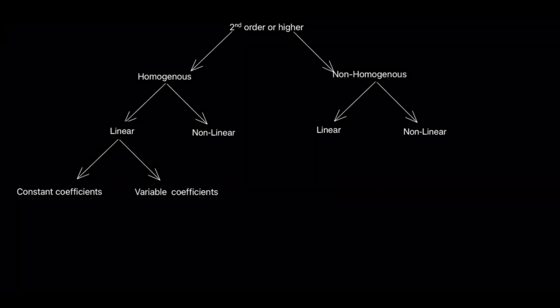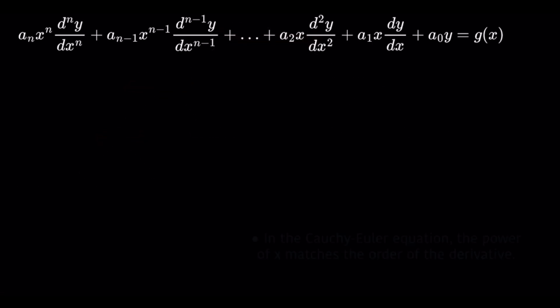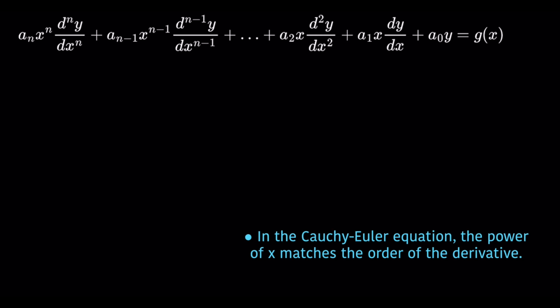In the last video, we solved second or higher order homogeneous linear equations with constant coefficients. Now in this video, we'll be taking a look at how to solve second order or higher order homogeneous linear equations with variable coefficients. We'll begin this section by discussing the Cauchy-Euler equation.